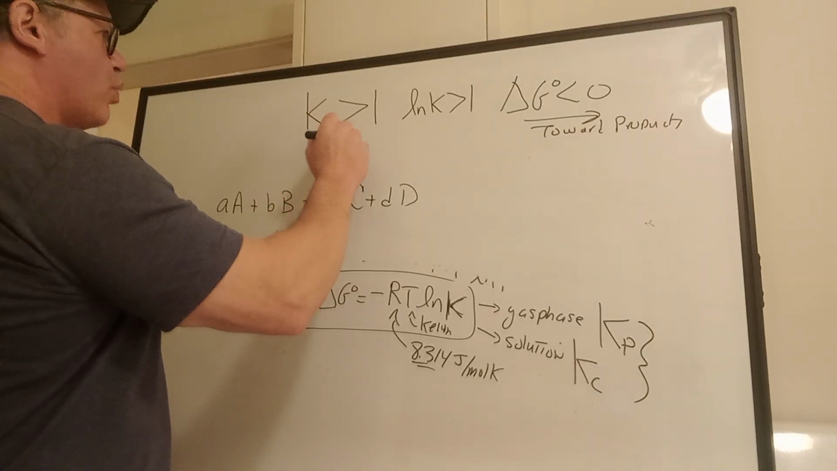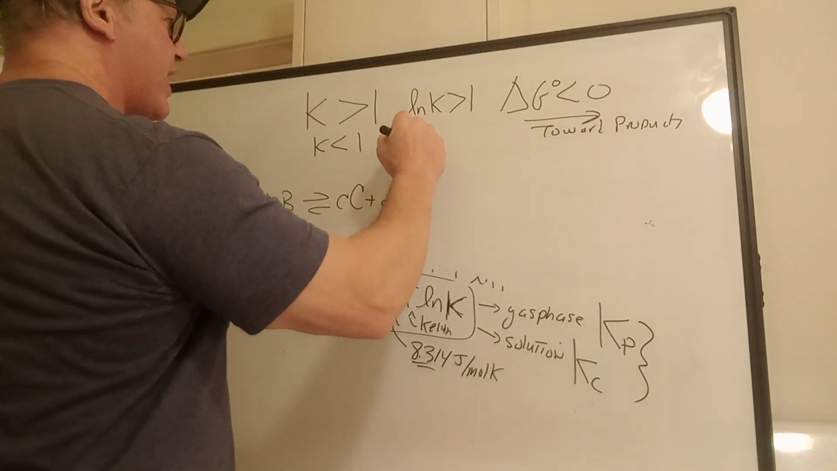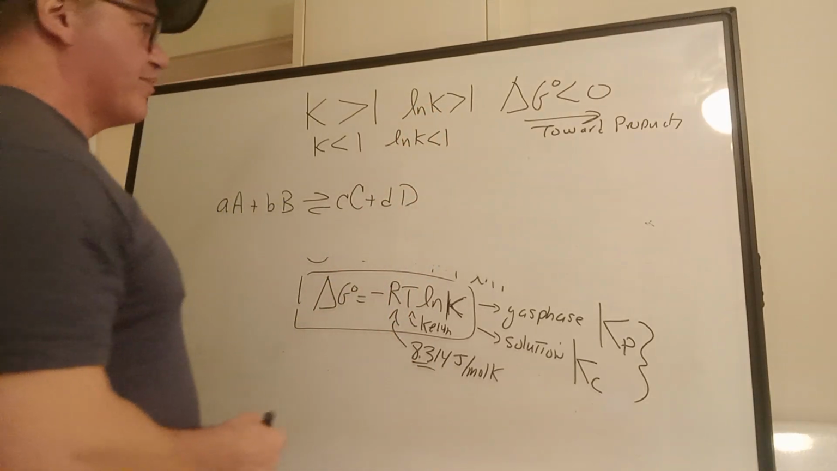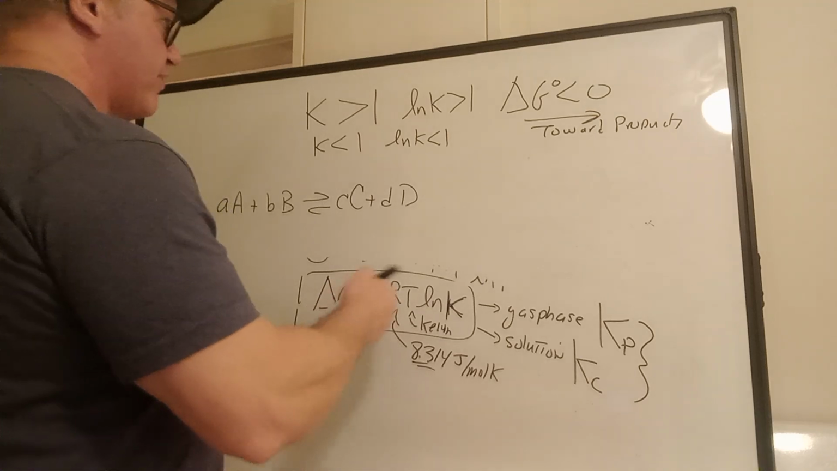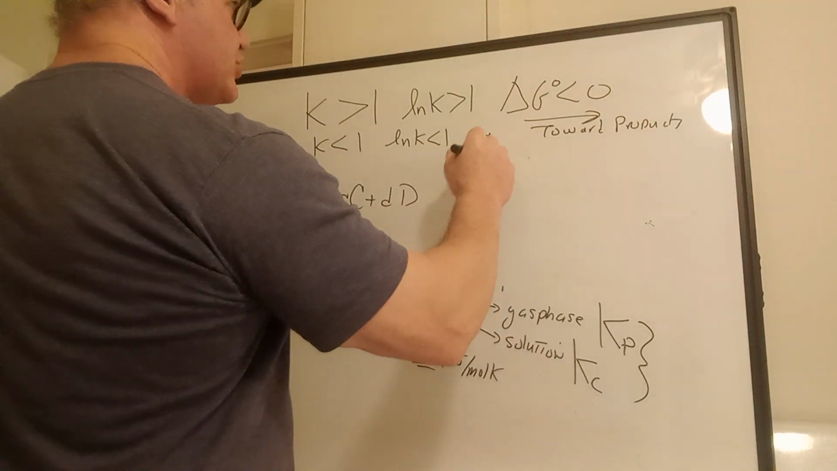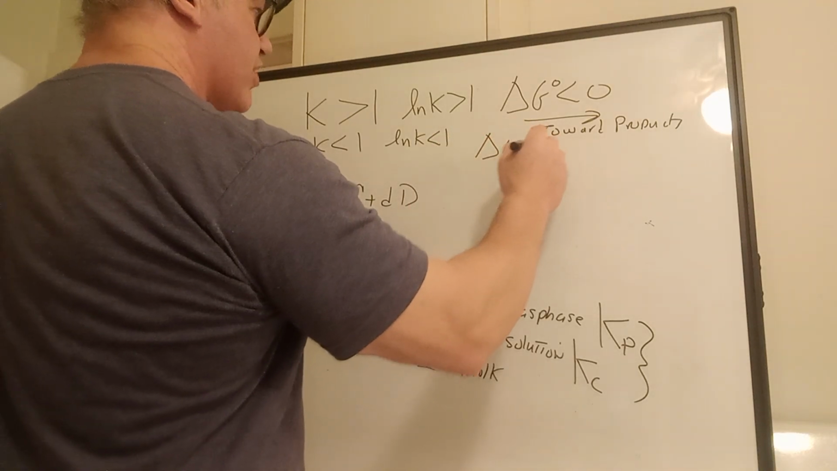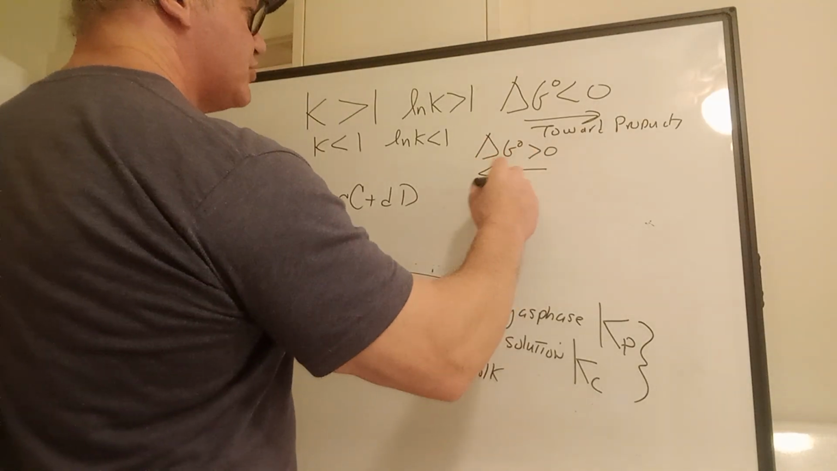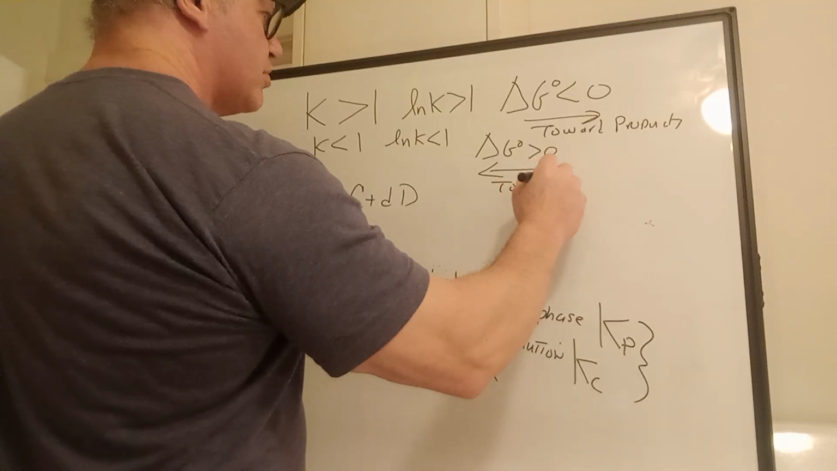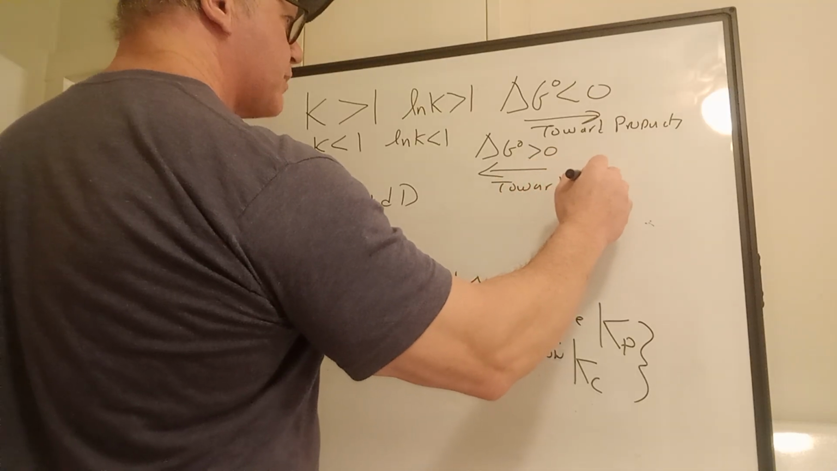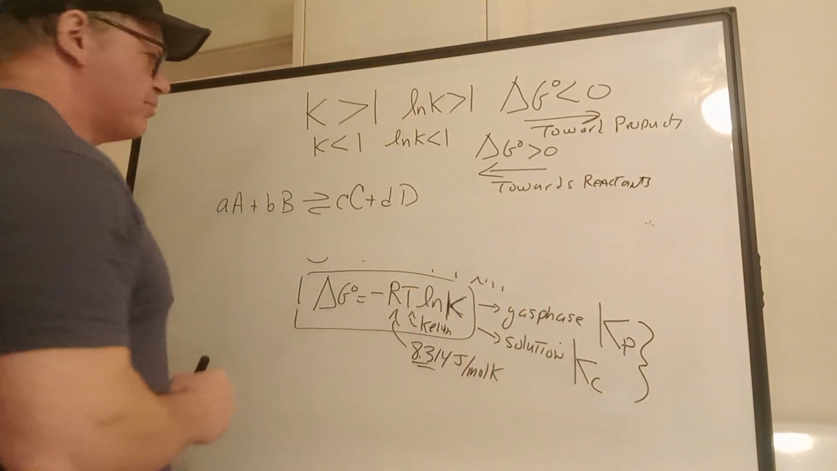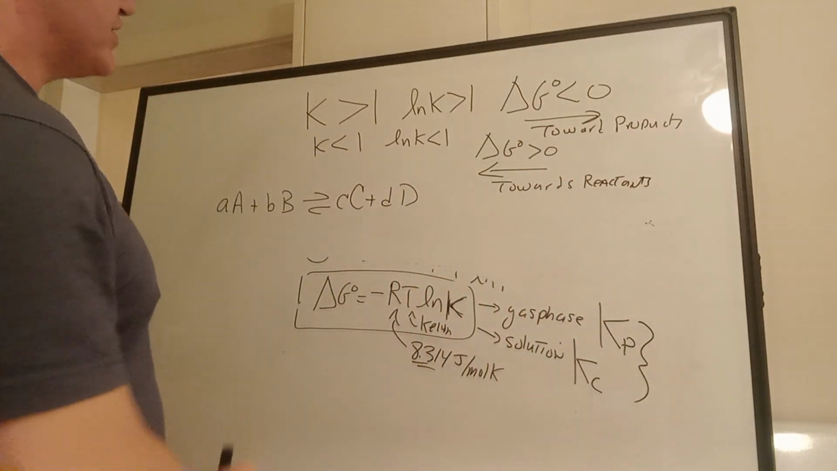In case number 2, K less than 1, then the ln of K is less than 0. If you don't believe me, just draw a graph of it or verify it on your calculator. Negative of a negative gives you delta G naught greater than 0. The interpretation of that is it heads to the left. It heads towards reactants. You can imagine it like this.